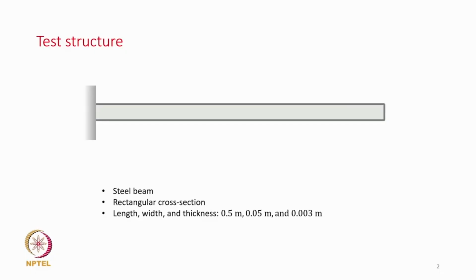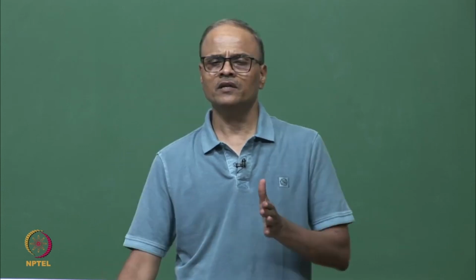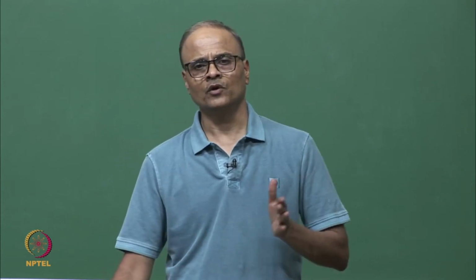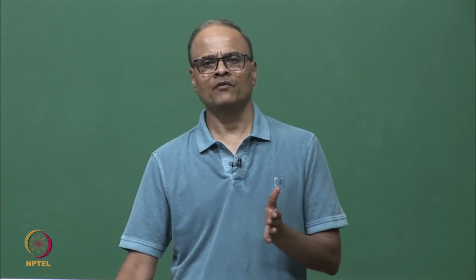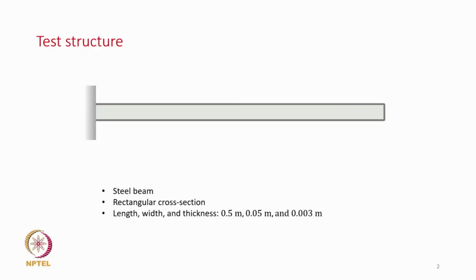So what we are going to show are simulated results. These are not actual measurements, but these are the results based on the simulation of the whole process of FRF measurement with a shaker on a particular structure. So this is the test structure we are going to take. It is a cantilever beam structure, basically of rectangular cross section, and the length, width and thickness of the beam are 50 centimeter, 5 centimeter and 3 millimeter respectively.